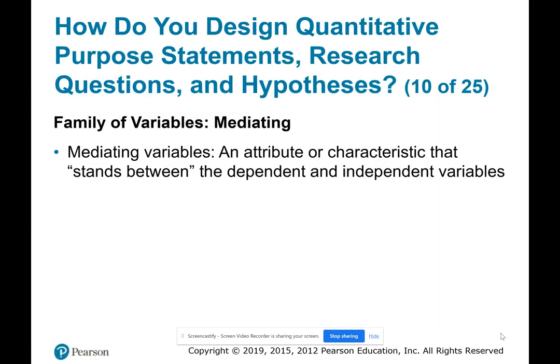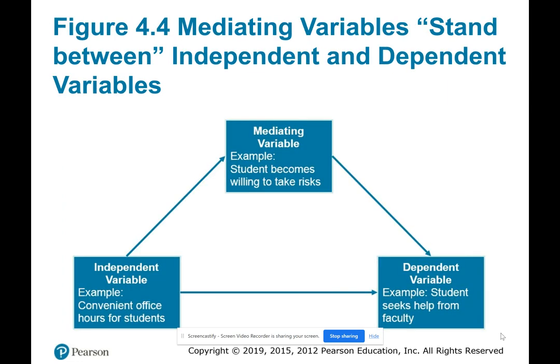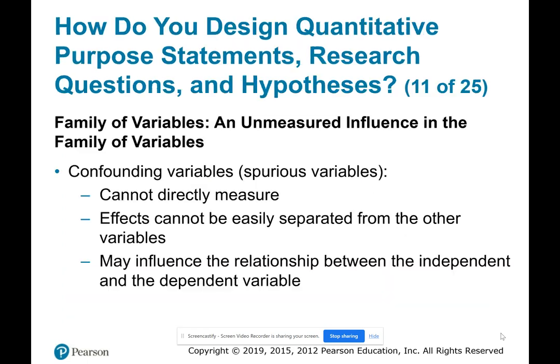A mediating variable is an attribute or characteristic that stands between the independent and dependent variables and exercises an influence on the dependent variable apart from the independent variable. Mediating variables transmit or mediate the effects of the independent variable on the dependent variable. In some quantitative studies, mediating variables are controlled using statistical procedures. Here's a flowchart looking at the mediating variables and how they stand between independent and dependent variables.